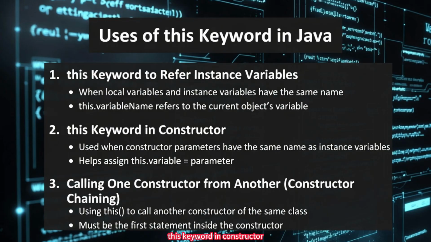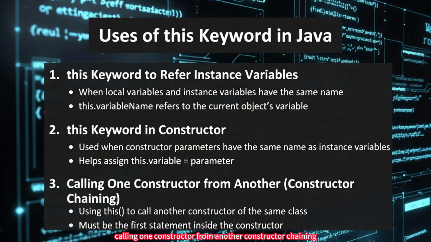This keyword in constructor. In constructors, parameters often have the same name as instance variables. To assign values correctly, we use this.variable = parameter. Here, this.variable is the instance variable and the parameter is the constructor argument. This ensures that values are stored inside the current object.